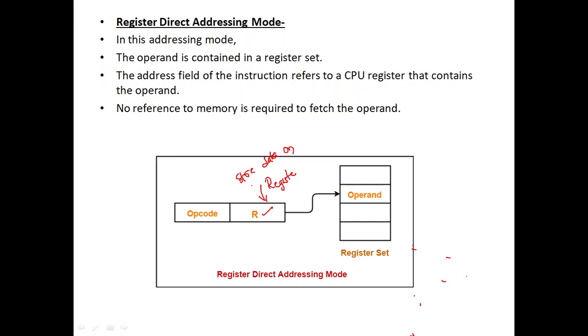So here we are going to store the data in the register. Direct in the sense, directly in whichever register it has been stored, we go over there and get the data from that particular place. So here also only one reference is needed to fetch the data. No reference to memory is required to fetch the operand. Why? Because the data has been stored in the registers.